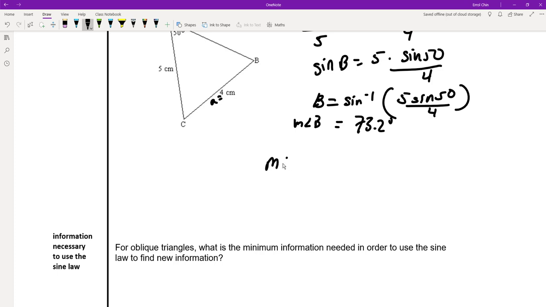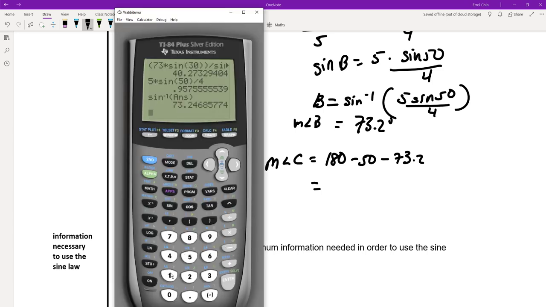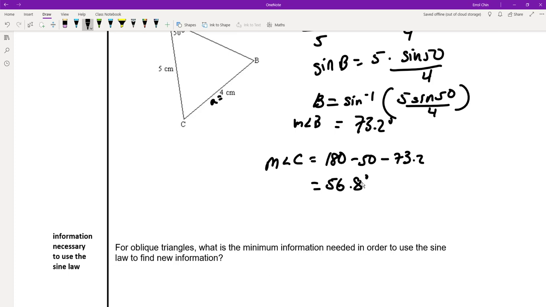Now, what's the measure of angle C? Well, we know the property that all triangles, their angles must equal 180, so it's going to be 180 minus 50 minus 73.2. I can't do that in my head, so it's going to be 180 minus 50 minus, oh, and my calculator remembers the last answer as well. So it's 56.8-ish degrees. Okay, grade 11s, don't forget to put your degree symbol. And of course, help Mr. Chin out because he can't read. Put a box around it.